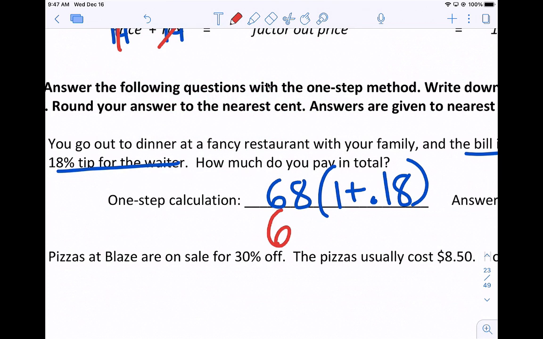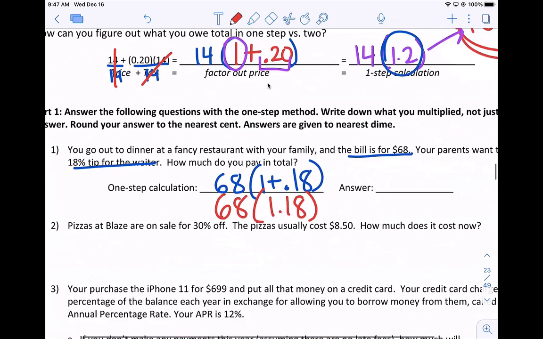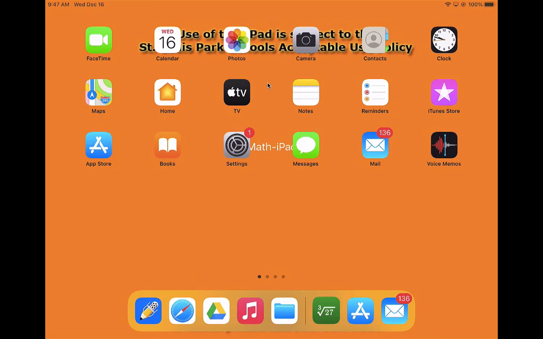If you want to make it even quicker, it's 68 times 1.18, and that will give us our answer. So whatever we type in, this 1.18 times the 68, that'll be the $68 plus the tip. It kind of builds that in. So let me multiply that for us.